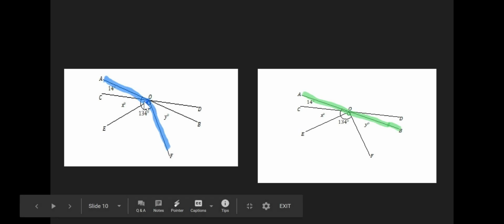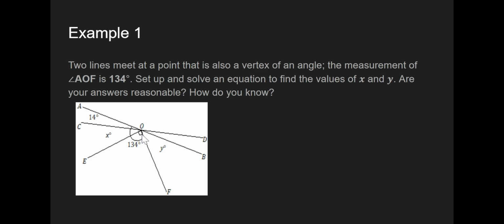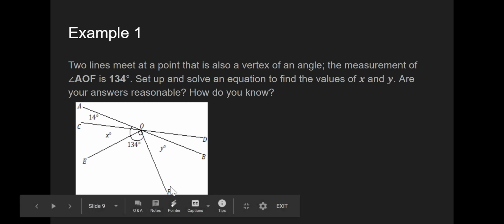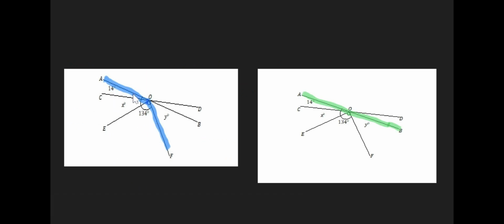Angle EOF is a 90-degree angle because it has that little box in there. Let's go back so you can see it. This little box right here tells us that this is a 90-degree angle. So we would add 14 plus x plus 90 equals 134. Let's take a look at this one right here.